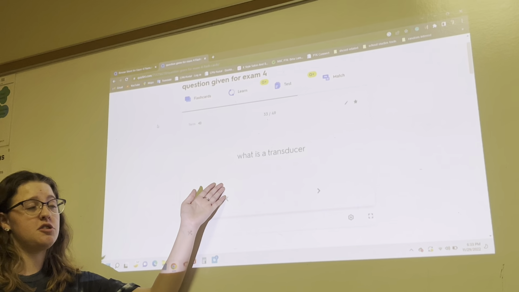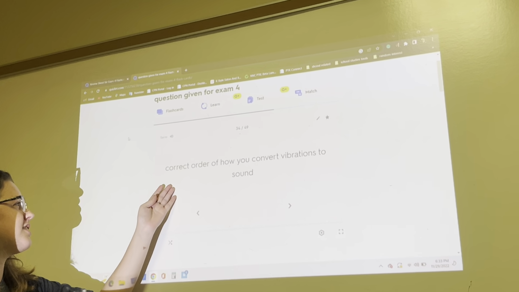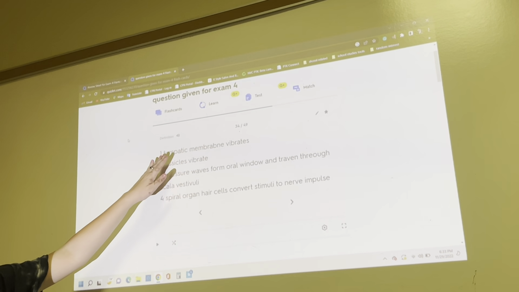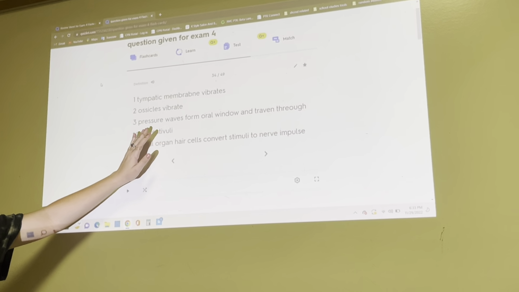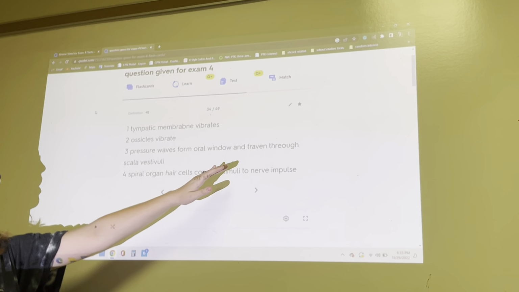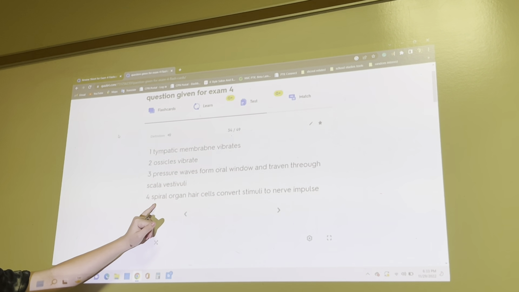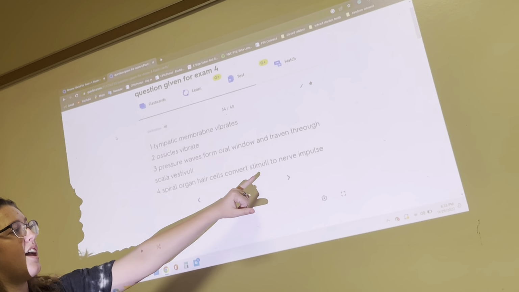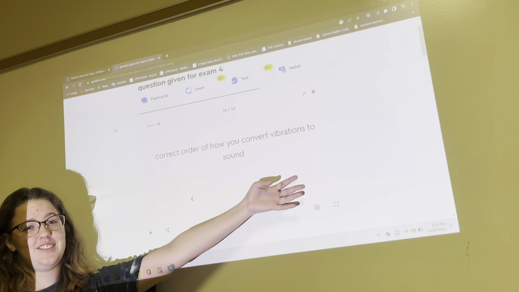Oh yeah, transducer may be a short answer, so please learn that one. So moving on, this is the correct order of how you convert vibration into sound. The tympanic membrane vibrates, then the ossicles vibrate, then the pressure waves from the oval window travel through the scala vestibuli, and then the spiral organ hair cells convert stimuli to nerve pulses or action potentials.